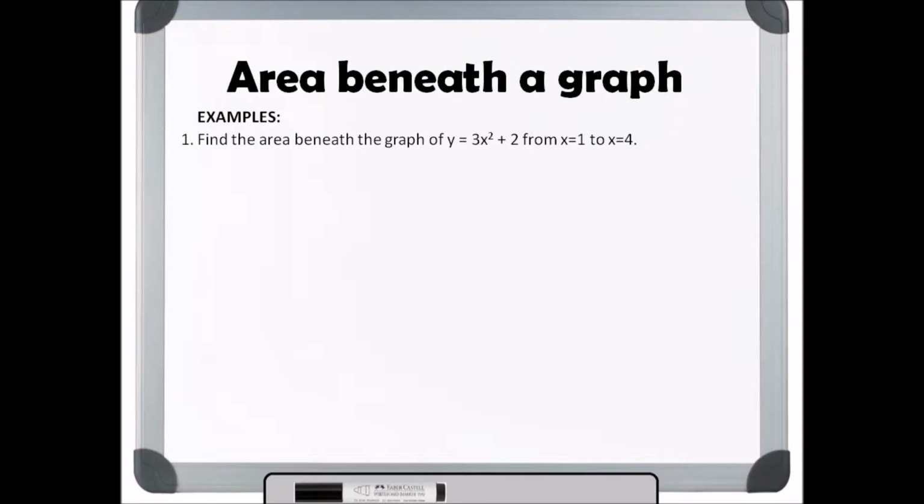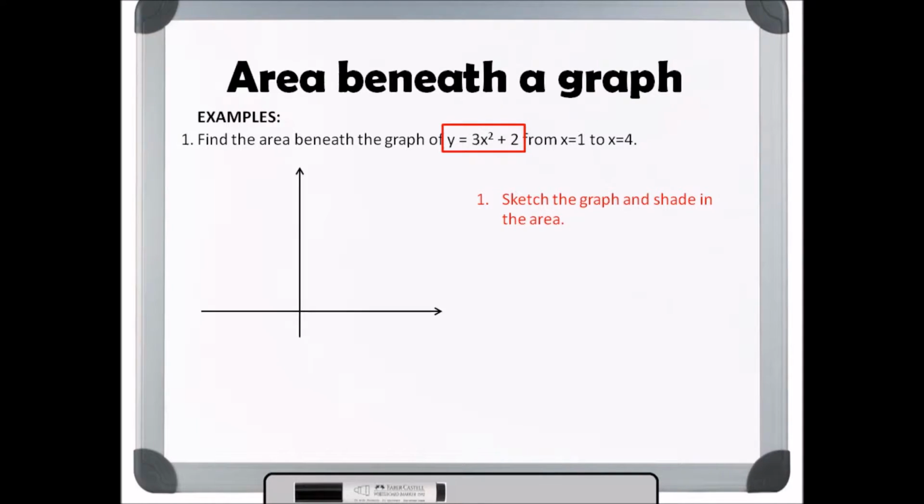In this example, we are required to find the area beneath the graph of y equals 3x squared plus 2 from x equals 1 to x equals 4. The first thing we need to do is to sketch the graph and shade in the relevant area. In this question, we're given the equation y equals 3x squared plus 2, and it is this equation that we're going to sketch the graph of. We can see that this equation is a positive quadratic graph that looks like this.